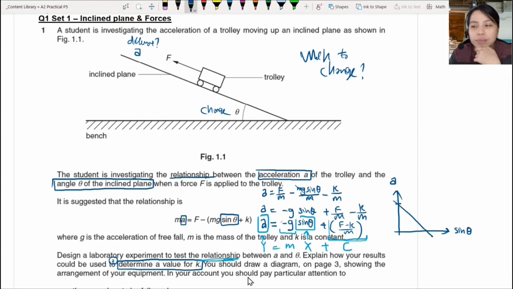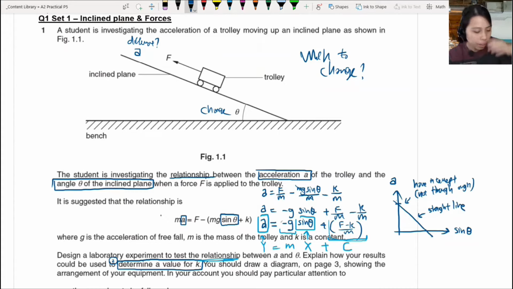Then only it's legit. Okay, so we need to explain these things later in the write-up, like this equation and whether it's straight or not. So here you will have an intercept. Number one, intercept means not through the origin. Number two, it must be a straight line. Then only this equation is legit. Okay, we got our equation.